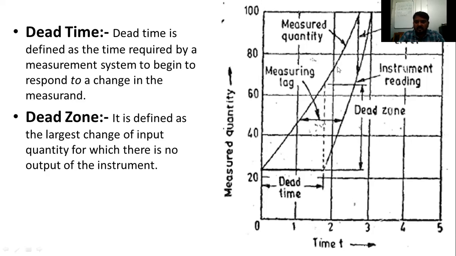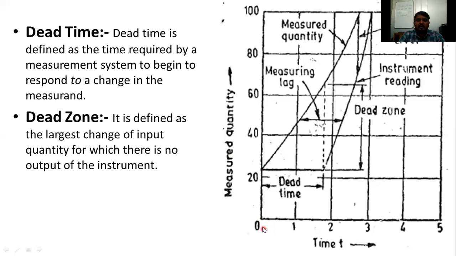See here, this graph is visible. Whatever line is already there, this is called the measured quantity. We have already measured this, and we are comparing with this one. I will take the spotlight. This line is visible; this is the measured quantity. At zero time, it is 20. At input time zero, the output, the measured quantity, is 20.